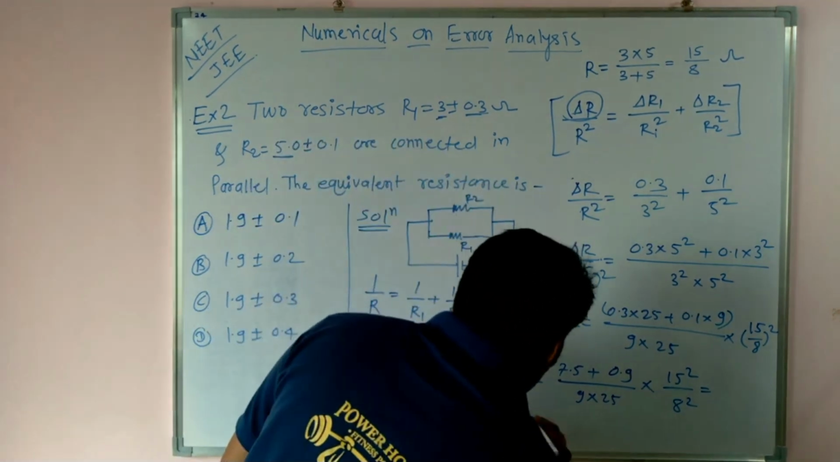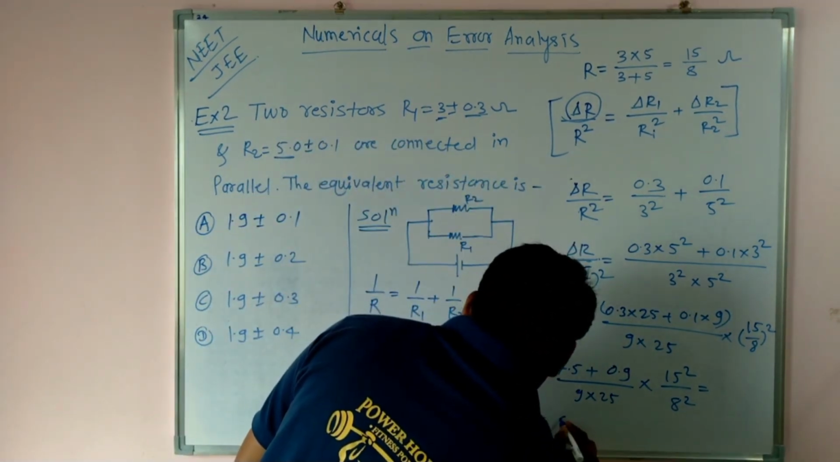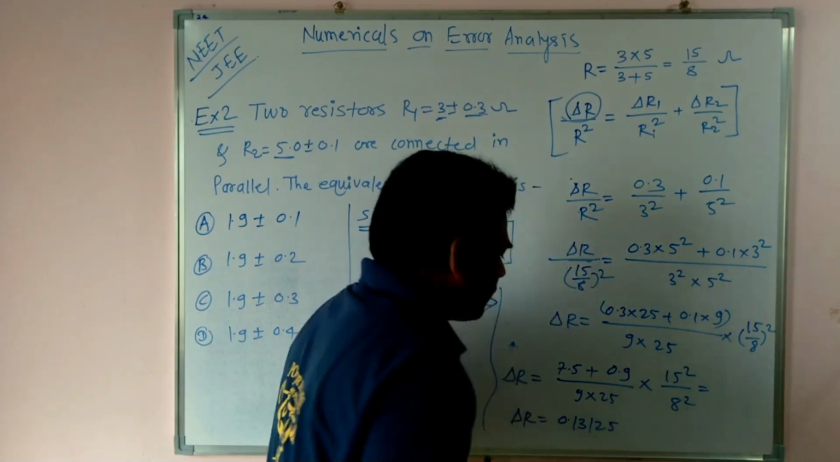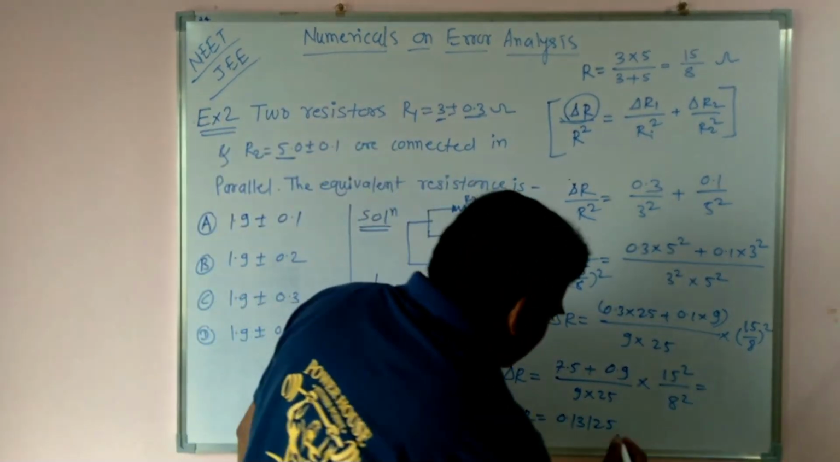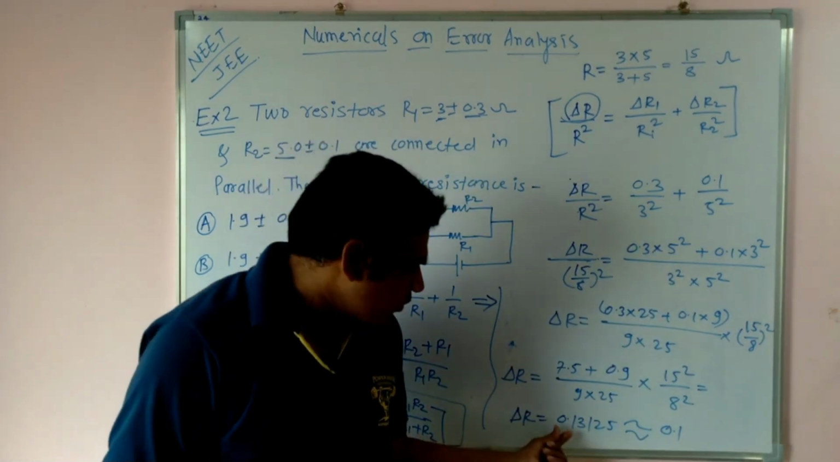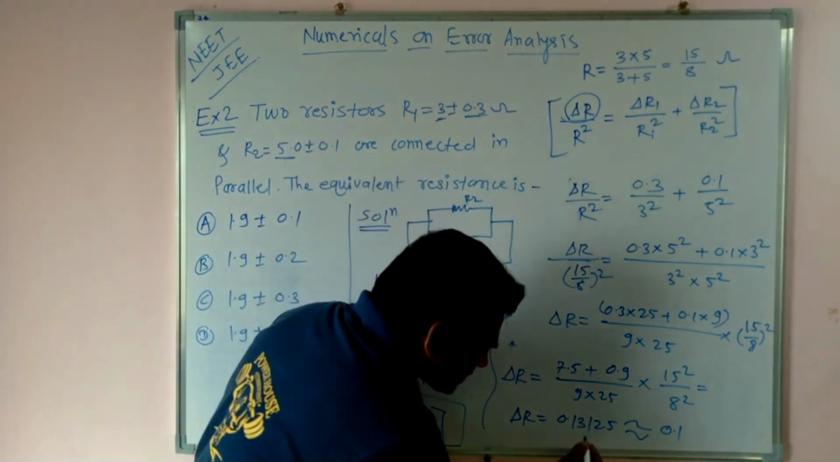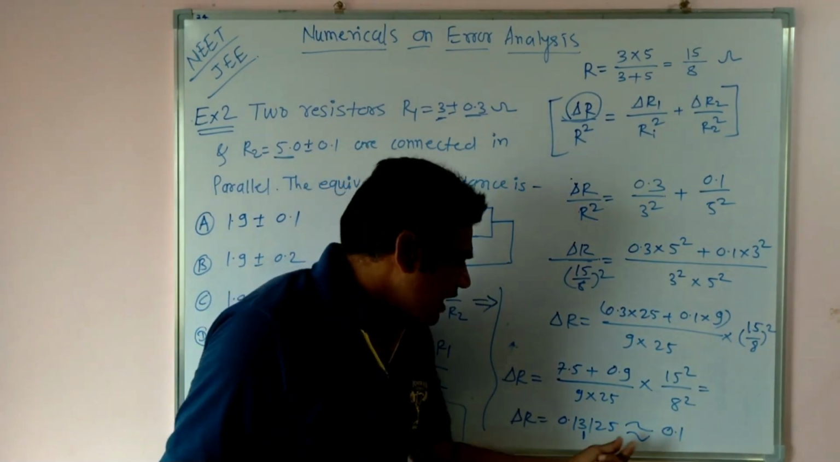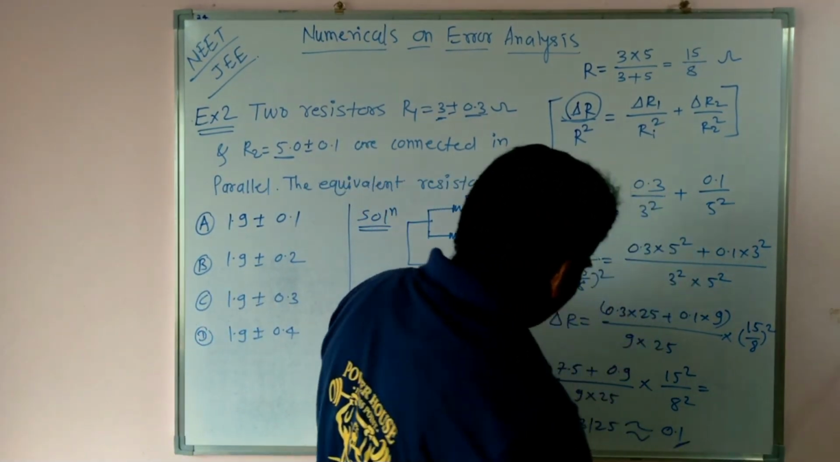So this value is delta R is equal to 0.13125. Okay. So approximately we will take this as 0.1. 0.13, no? So if this is less than 5, we can take this value as it is. So that is approximately 0.1 is the error.